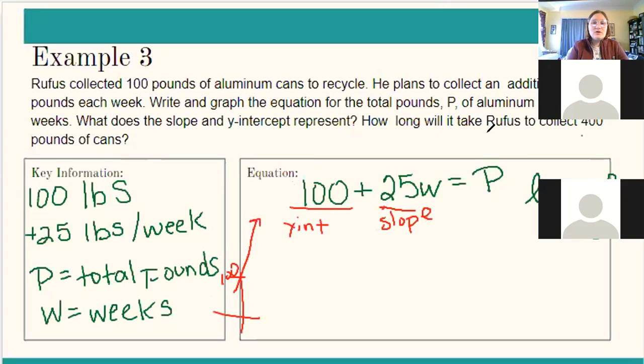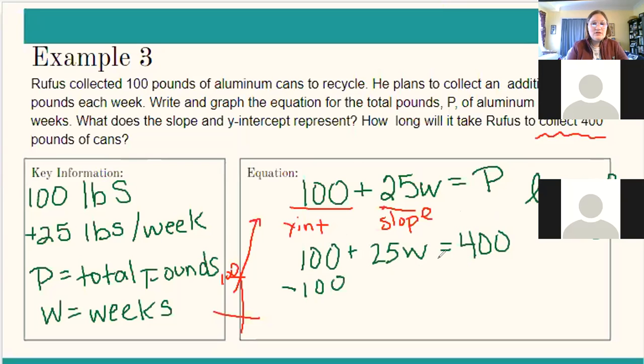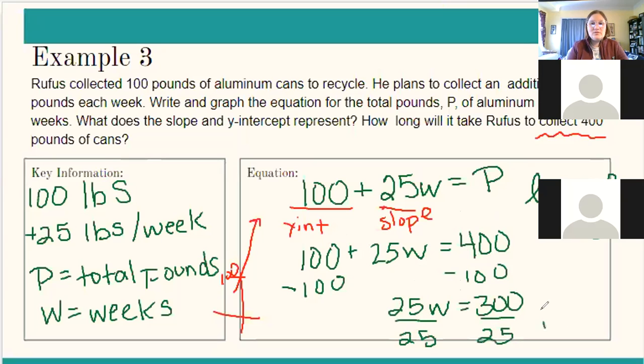Okay, so now the question was, how long will it take Rufus to collect 400 pounds? So where am I going to put that 400? Is that going to go in for W or is that going to go in for P? Bingo. So we got the 100 plus the 25W has to equal the 400. And so we subtract the 100 and we get 25W equals 300. And we divide both sides by 25. And we get W equals 12 weeks.